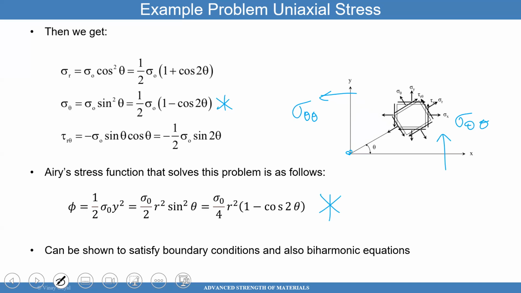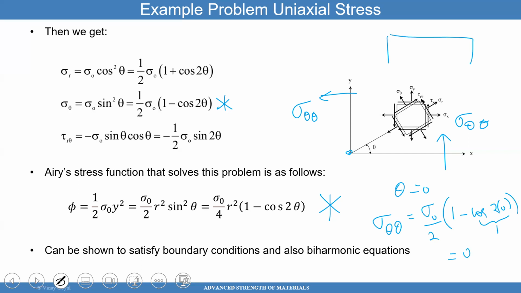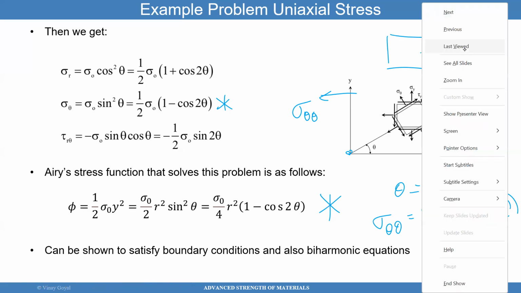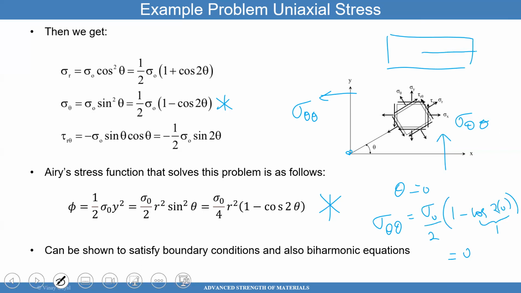Actually, sigma theta theta, in my opinion, should be 0. So I am making a mistake. Let me think. So at theta equals 0, sigma theta theta is equal to sigma naught divided by 2 times 1 minus cosine of 2 times 0. Oh yeah, this is 1. So I get 0. That makes sense because my plate at theta equals 0, which is this one, that direction has no stress. I have nothing applied there. So therefore, it makes sense that sigma theta theta is 0. And if you check theta equals 90, you should get that sigma theta theta is equal to sigma naught.